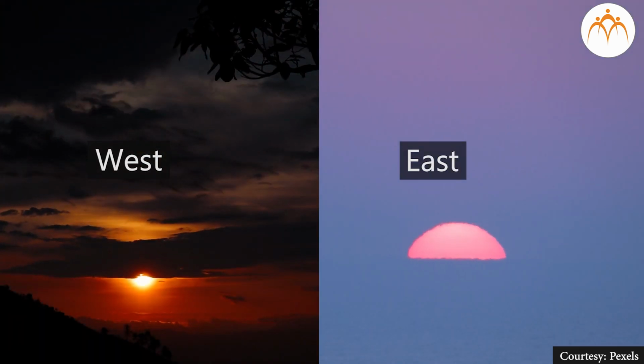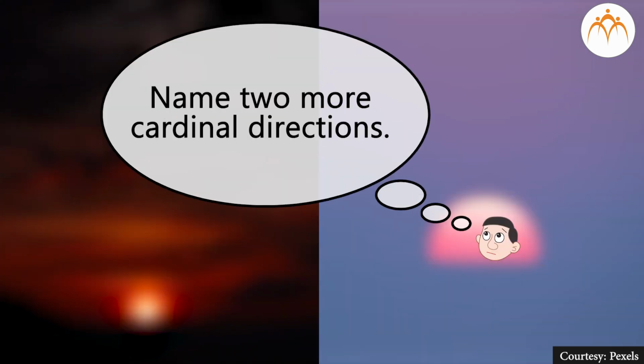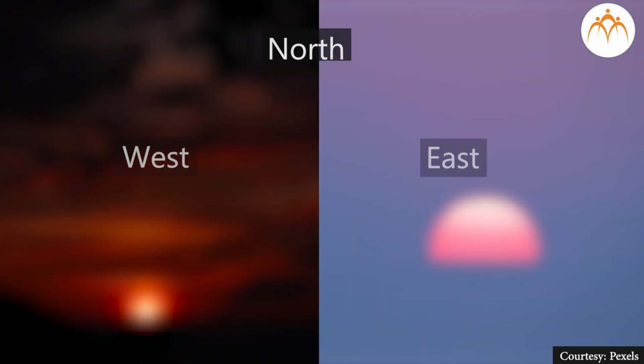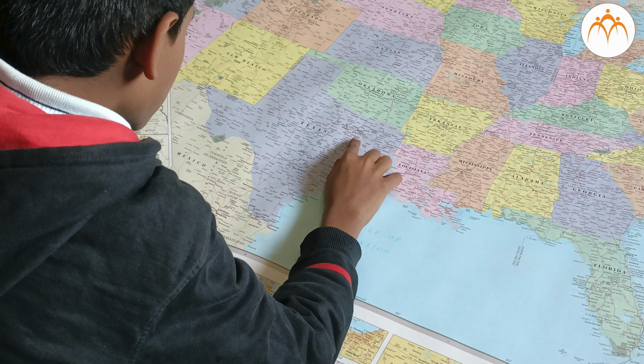East and west are cardinal or main directions. Name two more cardinal directions. North, south. The four cardinal or main directions are east, west, north and south. Children, knowing only the names of the directions is not enough. You should be able to identify and use them. Only then you can say that you have understood the directions.